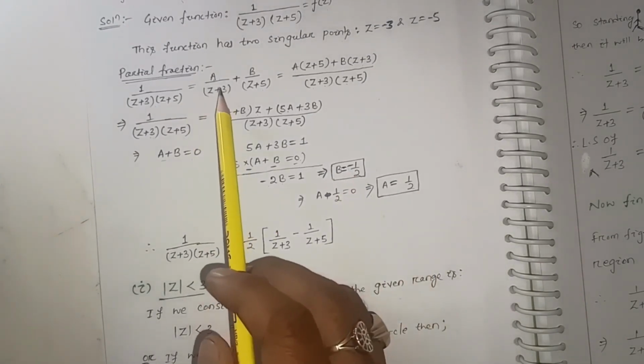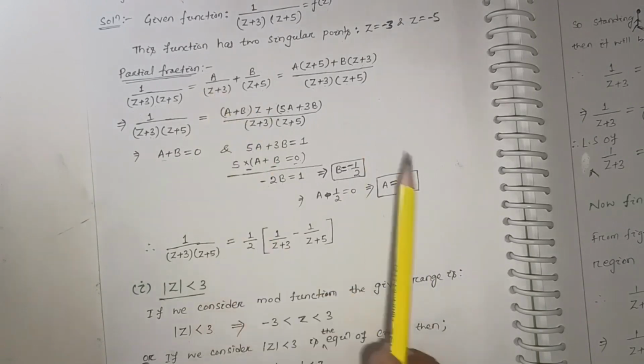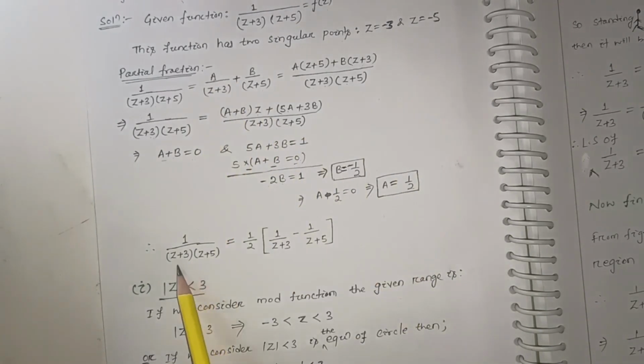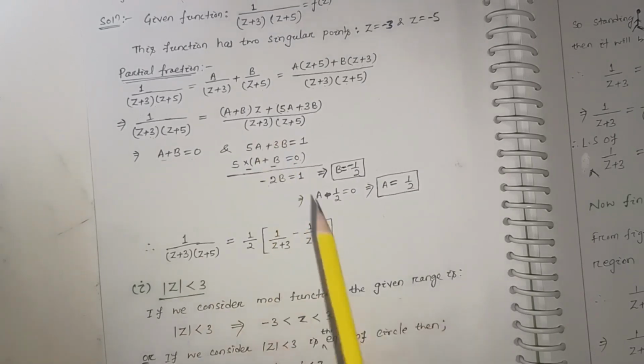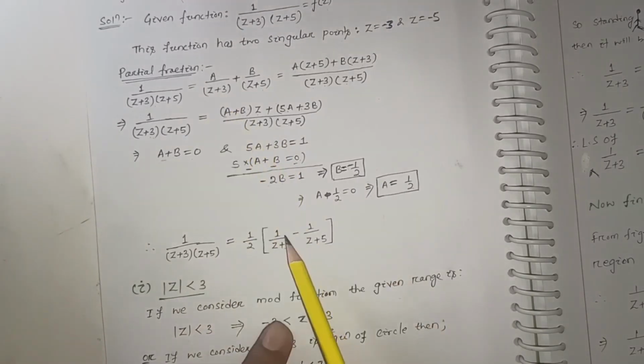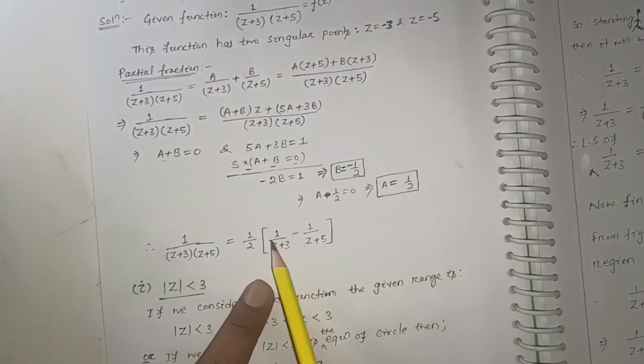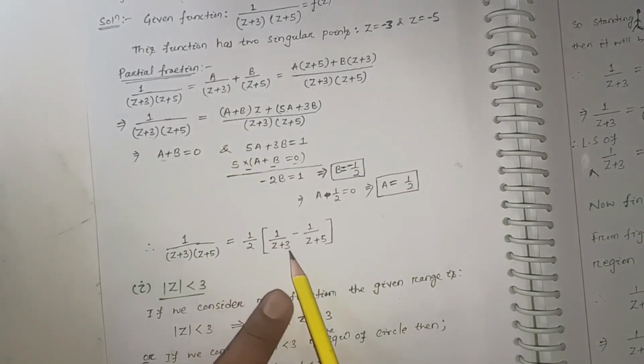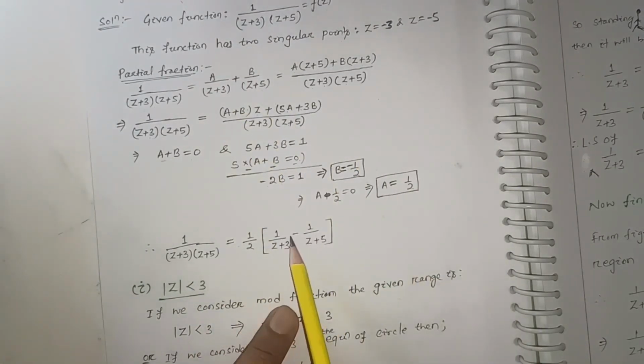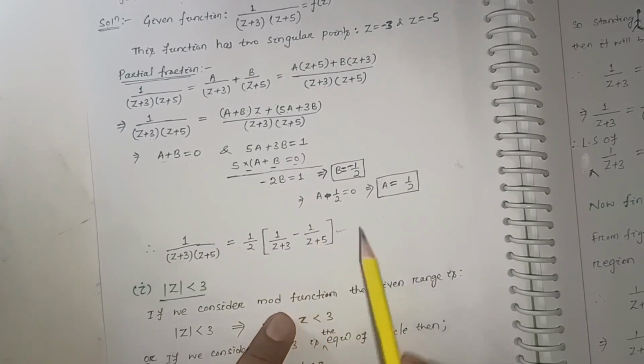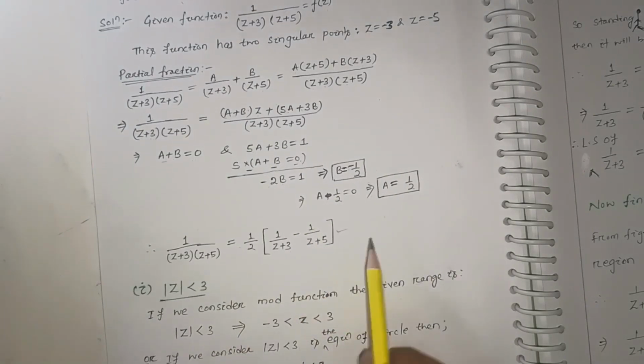Hence here if I substitute instead of a, 1 by 2, and b, minus 1 by 2, the function 1 by z plus 3 into z plus 5 will be, with 1 by 2 taken common, a is your 1 by 2. So 1 by 2 taken common means 1 by z plus 3. B is your minus 1 by 2. 1 by 2 taken common means minus 1 by z plus 5. So this is the partial fraction result of this function.